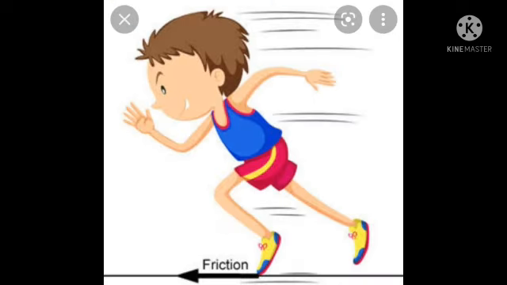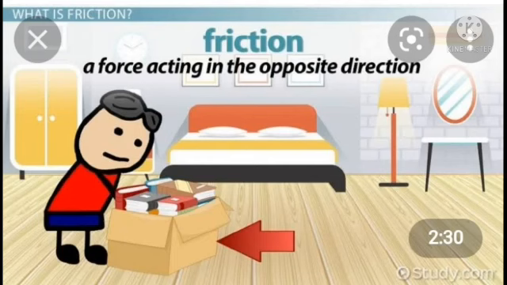As you can see in this slide, the boy is running. He is creating friction against the road. Here also the boy is applying force in the opposite direction, meaning he is pushing the box on the floor. Because of the friction force, it is moving ahead by the force applied by the boy.